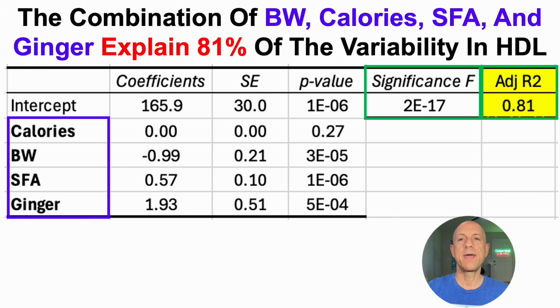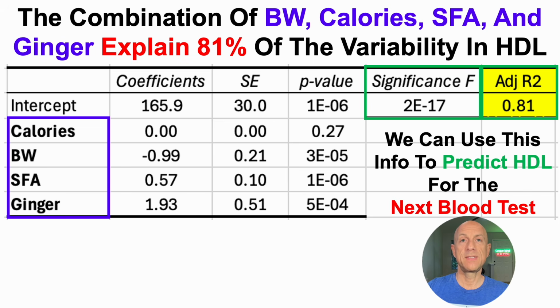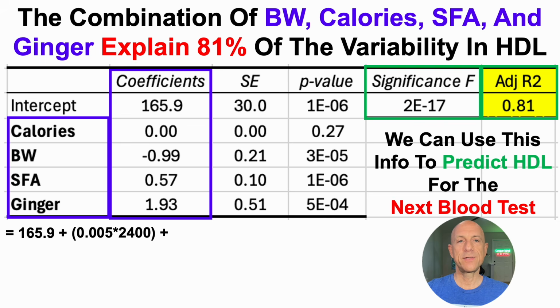What can we do with these data? Well, we can use these data to predict HDL for the next blood test. And to do that, we're going to use the coefficients as shown there, the beta coefficient. So how do we do that? First, we start with the intercept, which is 165.9. We add that to the beta coefficient for calories times average daily calorie intake since the last test.